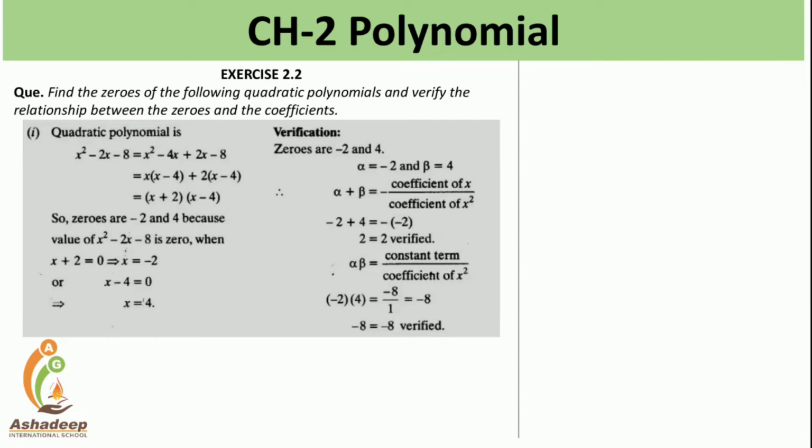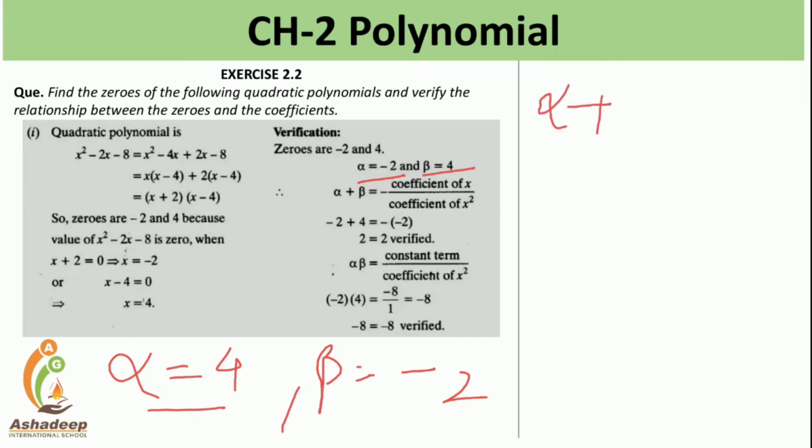We found the zeros. Now we have to verify the relationship between the zeros and the coefficients. So how can we verify? We know the zeros are 4 and minus 2. Whatever you can take, here alpha is equal to minus 2 and beta is equal to 4. I'll take alpha is equal to 4 and beta is equal to minus 2. So both are correct, right? It doesn't matter, you can go in any way, so don't worry about it. In both ways the answer is correct.